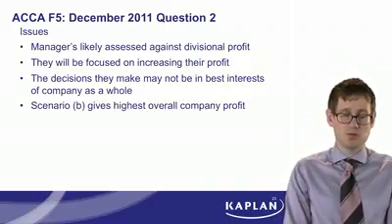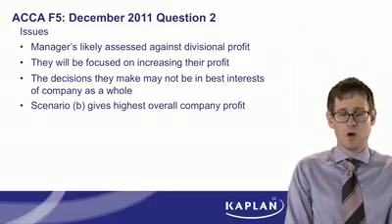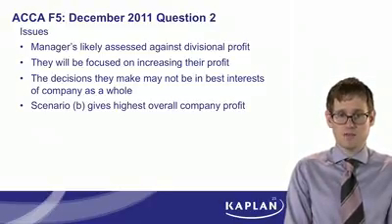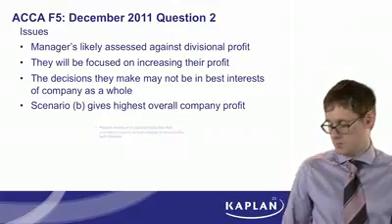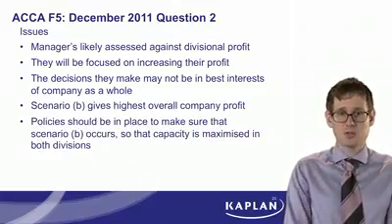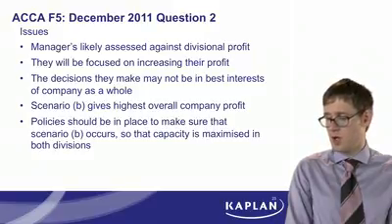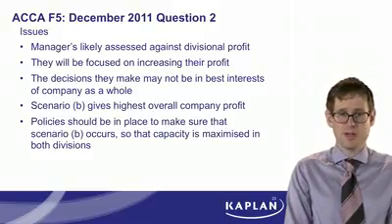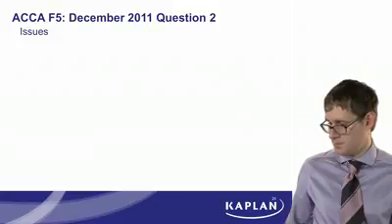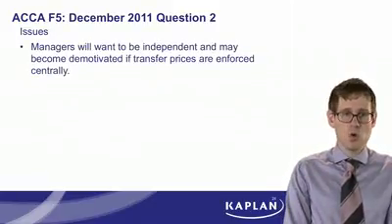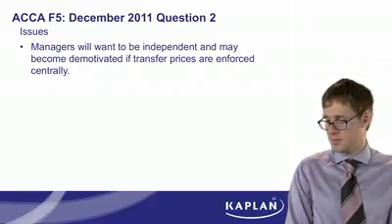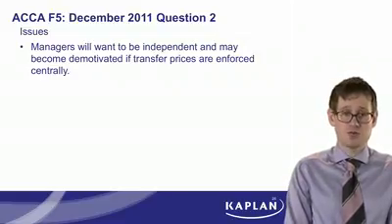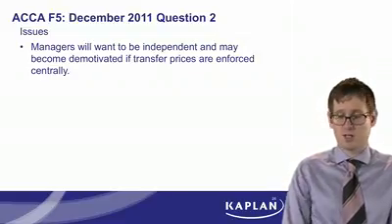Scenario B, we must note, gives the highest overall profit. The optimum transfer price will usually give this. So ideally, we should have a scenario in which B occurs. Policies will help ensure that this scenario occurs. It's also important to make sure that capacity in both of the divisions is always maximised. Managers, though, will not want to be told what to do. They would like to have their own independence, and they can become demotivated if transfer prices are imposed very centrally.